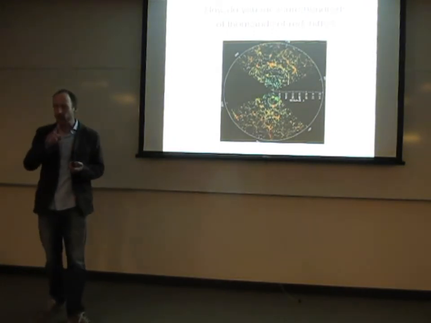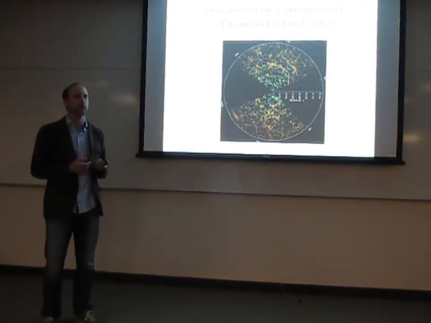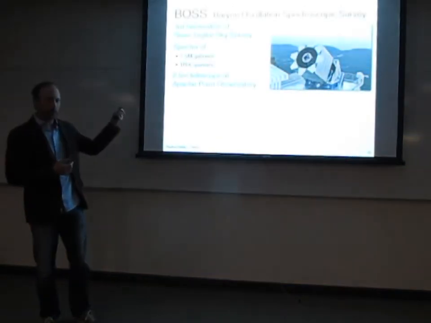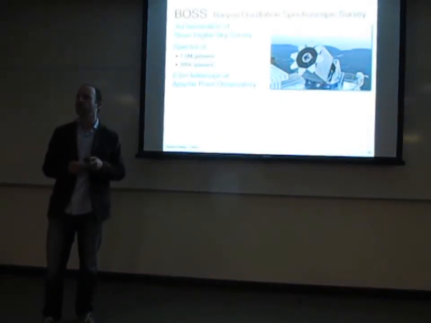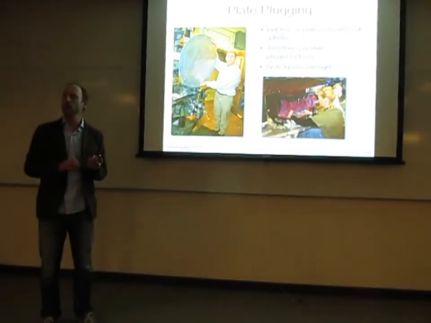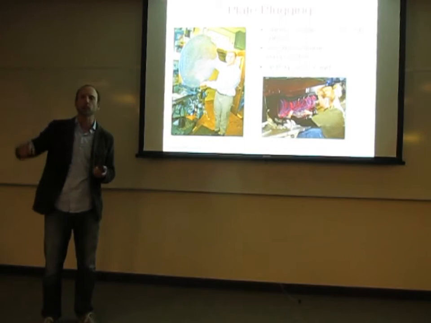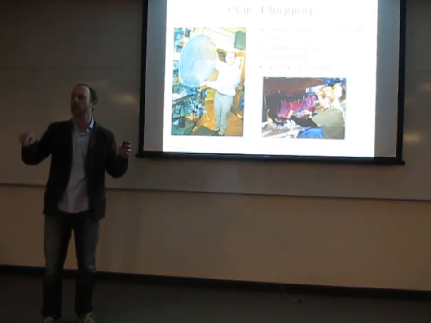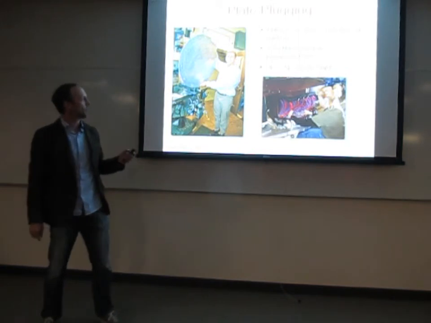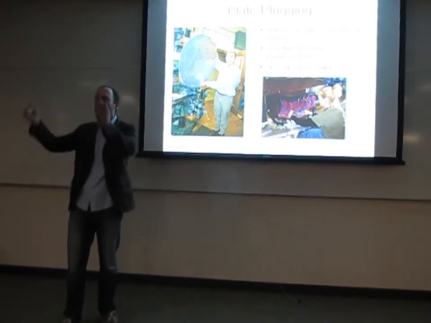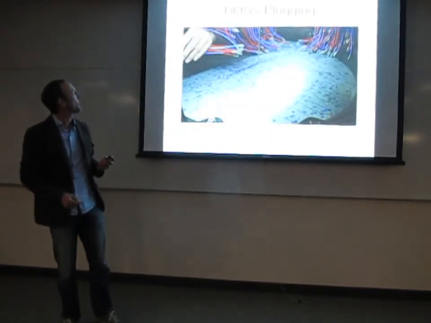Going in the end of this talk into how we actually go about measuring all of these galaxies to make this map. So this takes us to the third generation of the Sloan Digital Sky Survey, this telescope down in New Mexico. And basically, you take all the locations of the galaxies you want to measure, you take a piece of aluminum, and you drill holes in the locations of those galaxies.